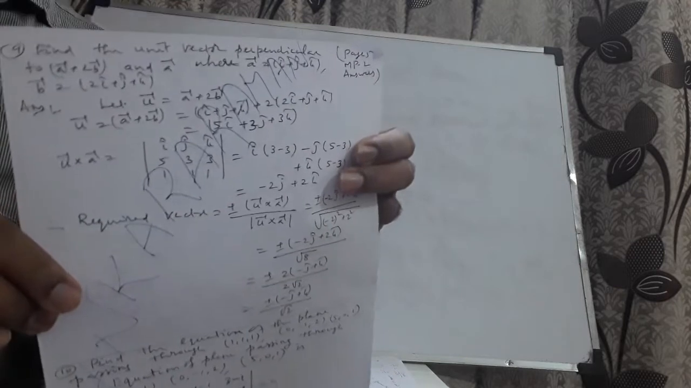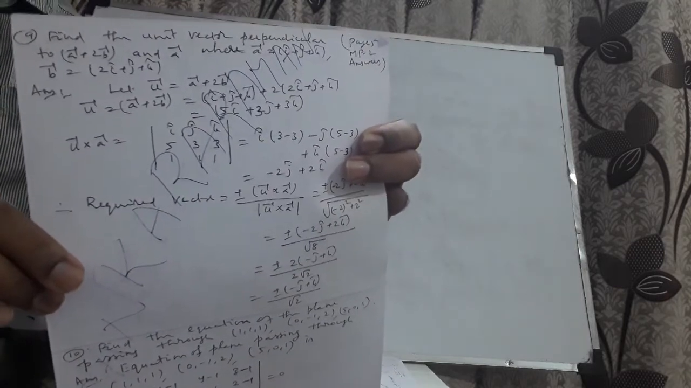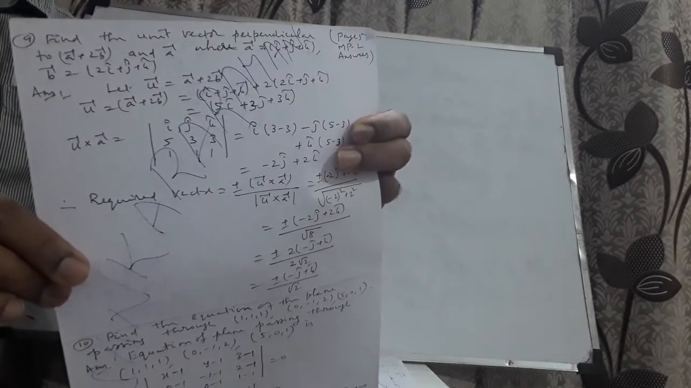Okay, next problem goes like this. Find the unit vector perpendicular to a vector plus 2b vector and a vector, where a vector is i plus j plus k, b vector is 2i plus j plus k. Let me just show you the question. It's very big, therefore I am showing the question. Just read the question if you want.